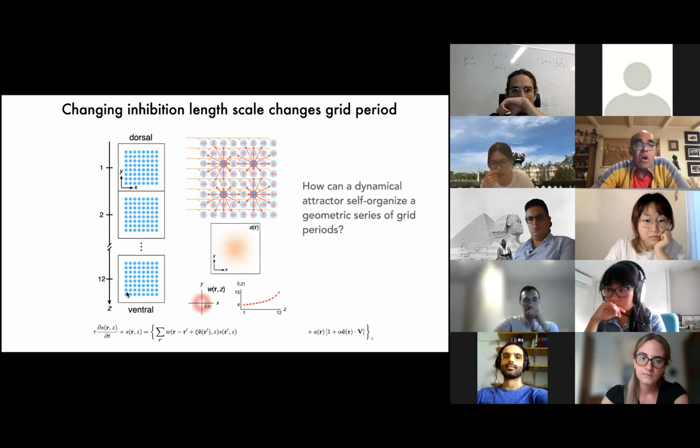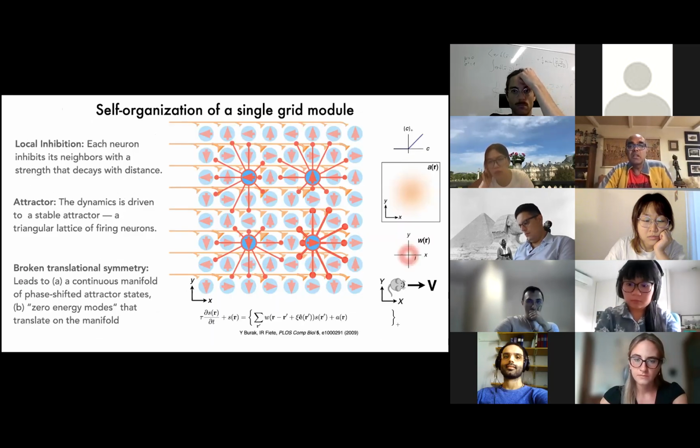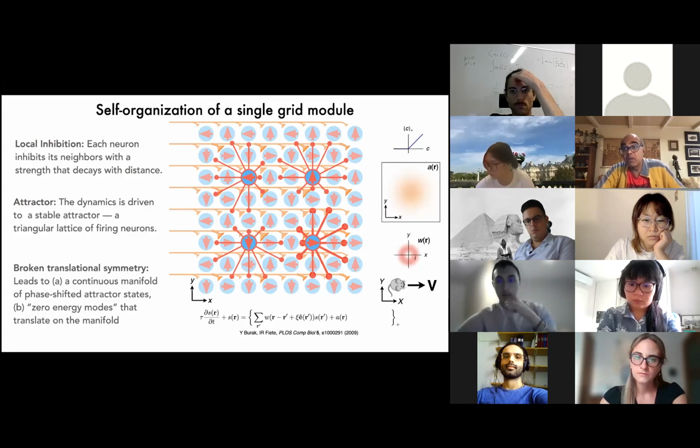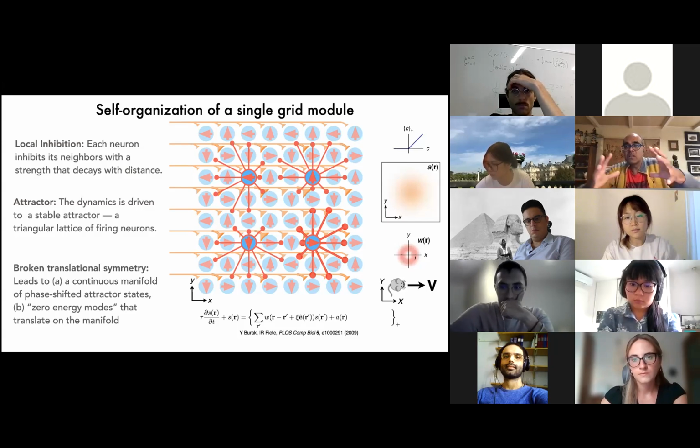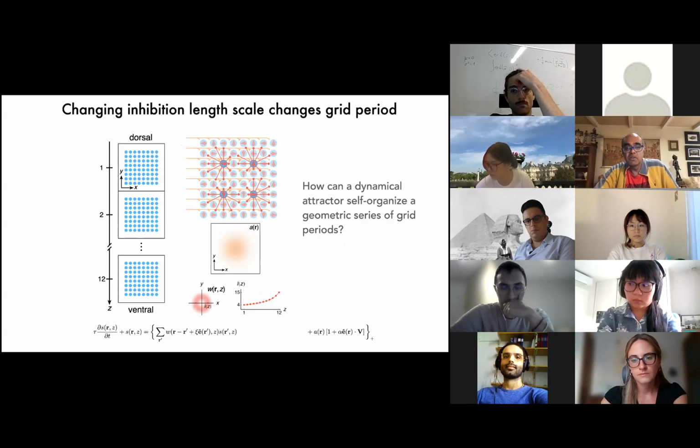Now, one way of increasing the scale of the grid as you go from the dorsal to the ventral end would be to increase the scale of the inhibition that they experience. Remember, the way this worked is that you had this sort of inhibitory interactions, and the bigger the range of this inhibition, the bigger the period of the grid will be. If this thing fires, if you make a big range of inhibition, then the next thing that fires will be way over there. So you can make the grids bigger and bigger in their period by increasing the range of inhibition. So suppose you increase the range of inhibition in some continuous manner as you go from the dorsal to the ventral end.